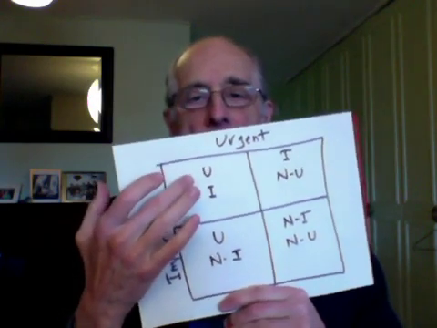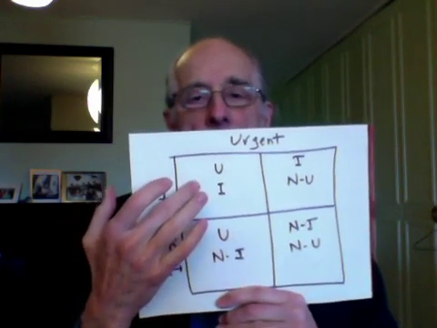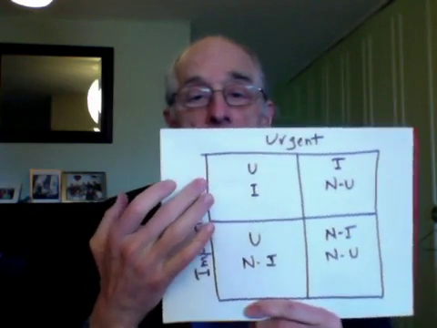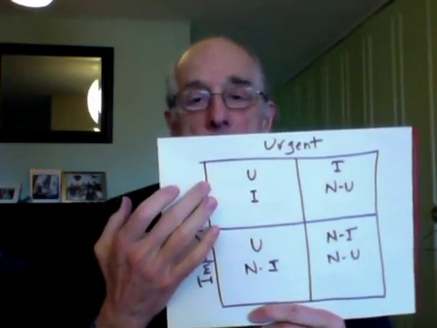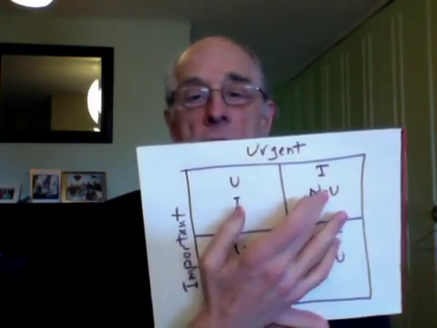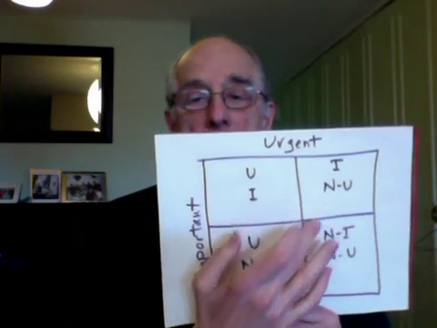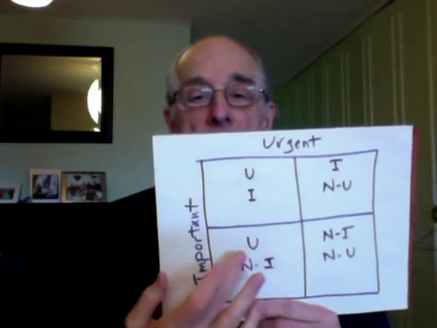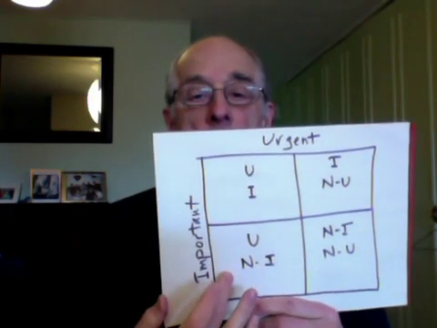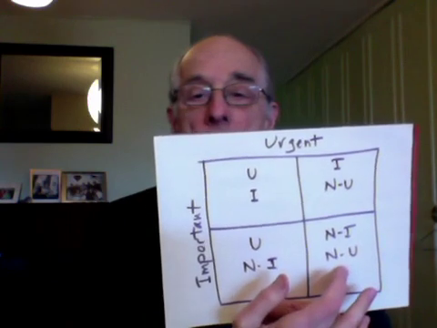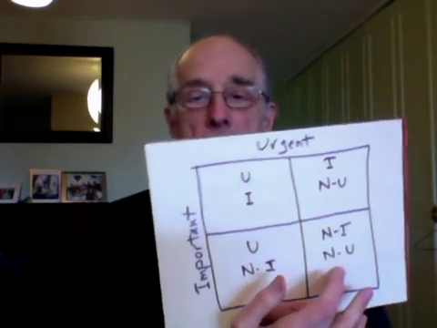So this matrix is urgent versus important. This quadrant, the upper left, is items that are urgent and important. Then over here in the upper right, we have items that are important but not urgent. Down here in the lower left, we have urgent, not important. And then over here in the lower right, we have not urgent, not important.